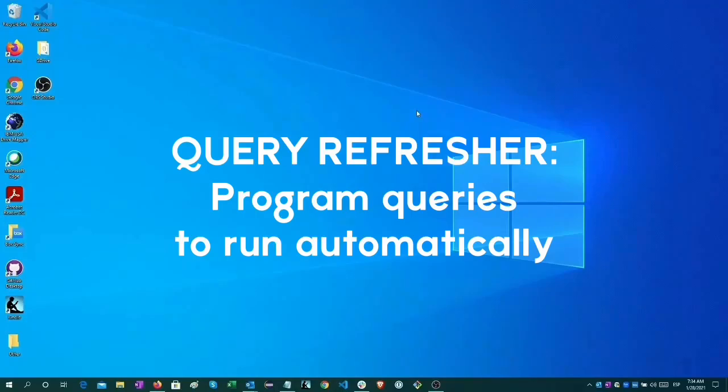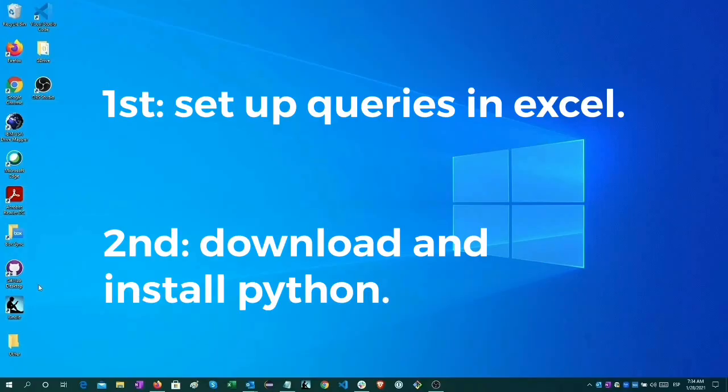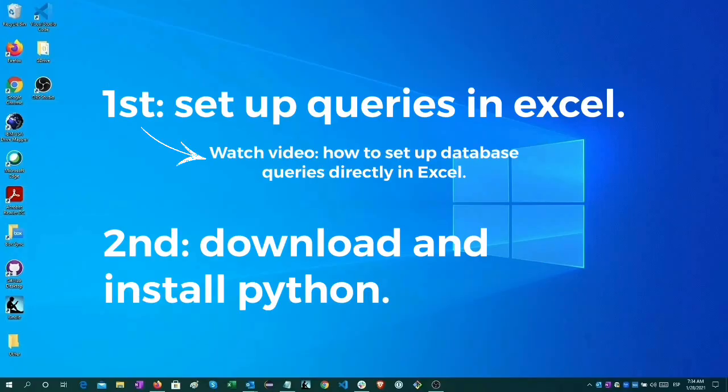Hello, would you like to program queries to run automatically? Query Refresher is a Python script that will allow you to automate files that contain ODBC queries. This can be done automatically without intervention. In order to do this, you just need two things. First, set up your SQL queries in Excel, then download and install Python. Follow the next steps to see how to do this.